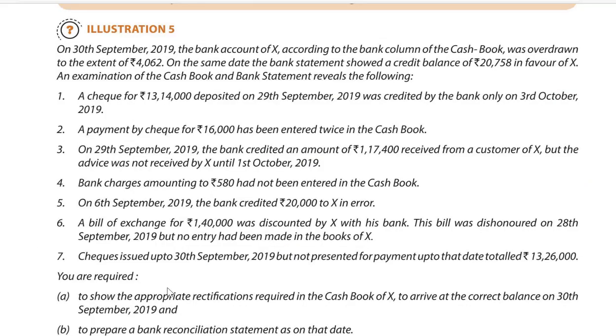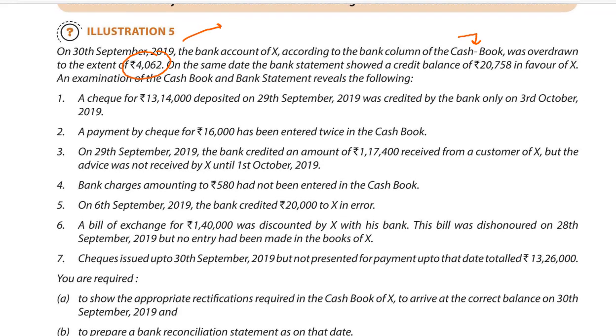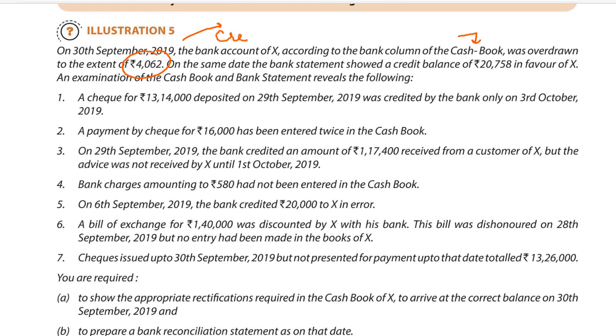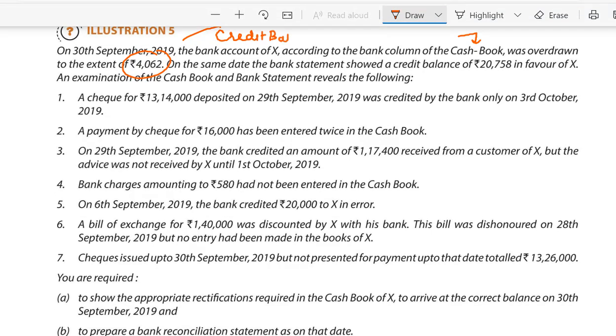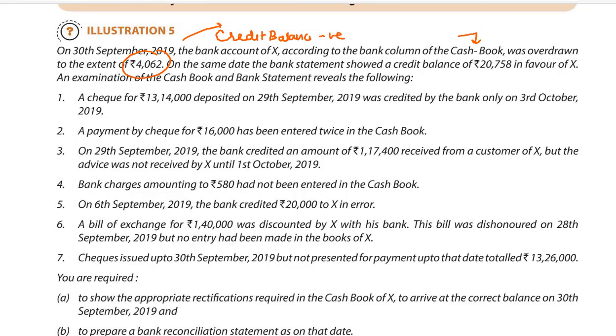Let's continue with illustration 5 now. On 30th September 2019, the bank account of X according to the bank column of the cash book was overdrawn to the extent of 4063. This means that it is a credit balance, or negative balance. On the same date, the bank statement showed a credit balance of 20,758 in favor of X. An examination of the cash book and bank statement reveals the following.